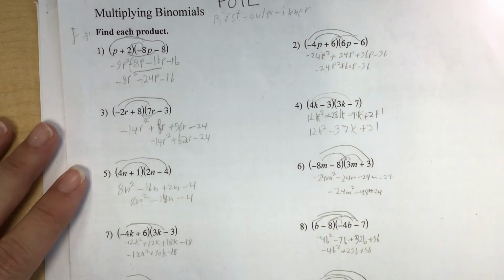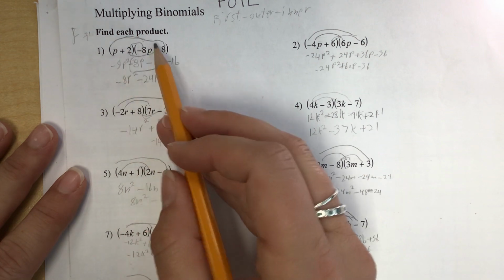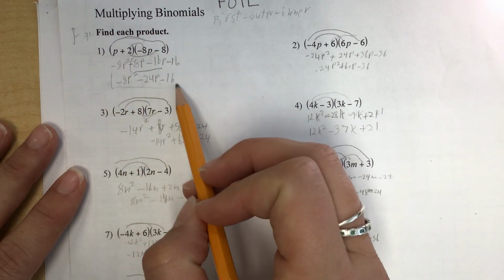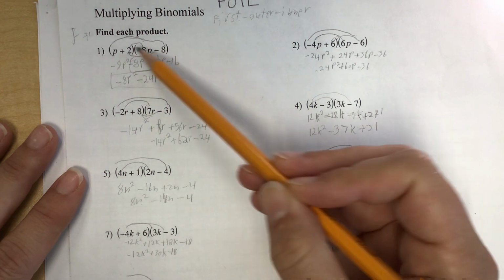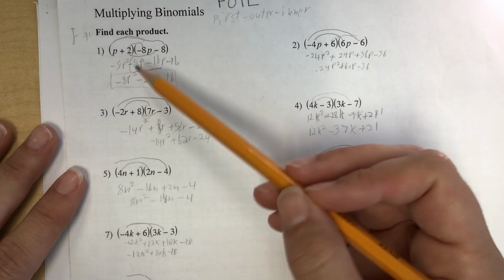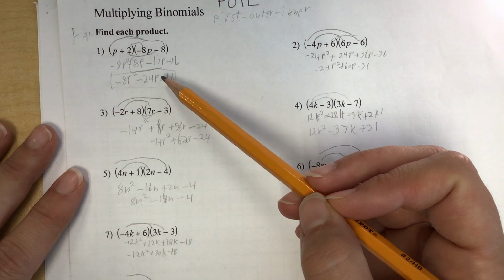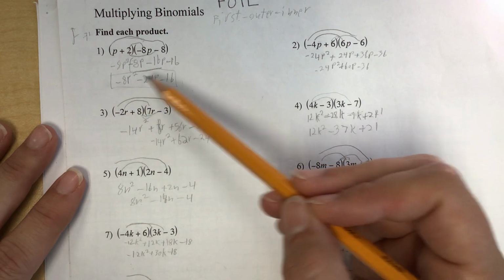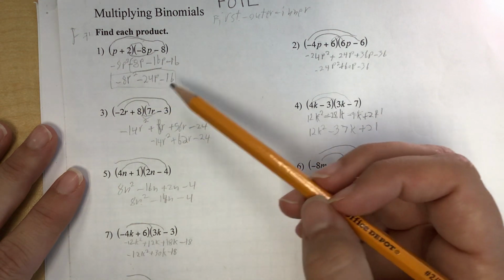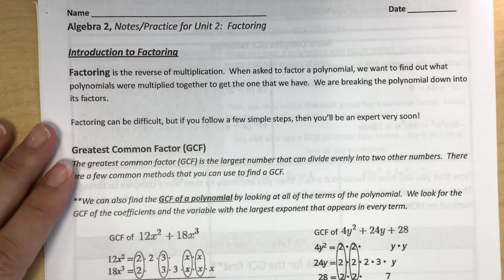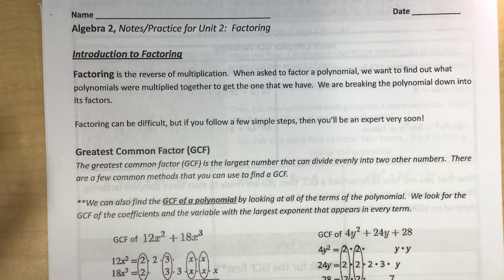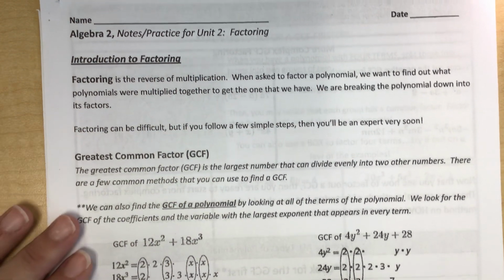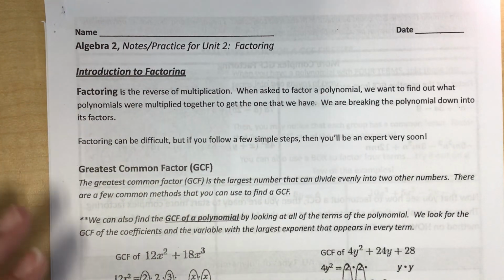So now what we're doing is, instead of starting with two parentheses and getting what we call a trinomial, we are now doing the reverse. I'm giving you the trinomial, and you're going to come up with parentheses. There are 4 different methods that we're going to look at for factoring. You have a packet, and I'm going to break this up into multiple videos so you can just follow along, just going to the next video.